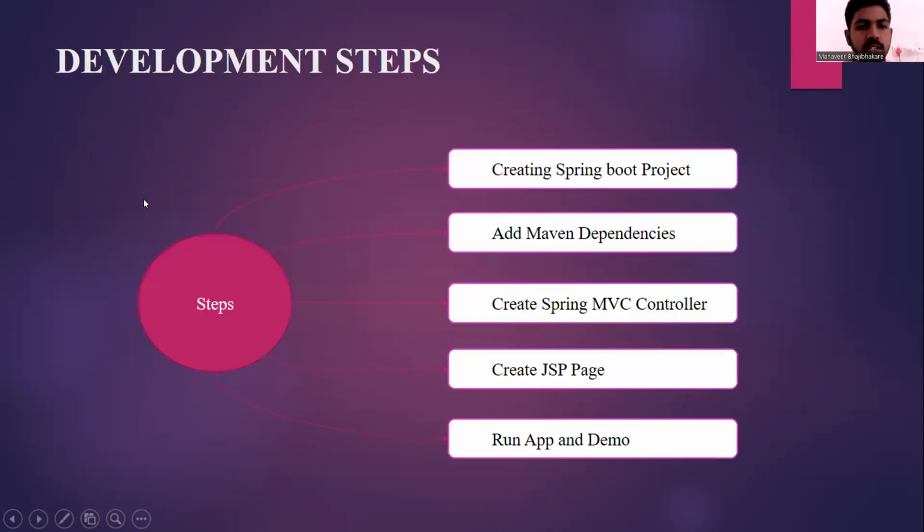What are the development steps for creating a simple Java web application? These are the steps. First is creating a Spring Boot project, then add Maven dependencies to it, then create a Spring MVC controller, then create a JSP page and run and demo.